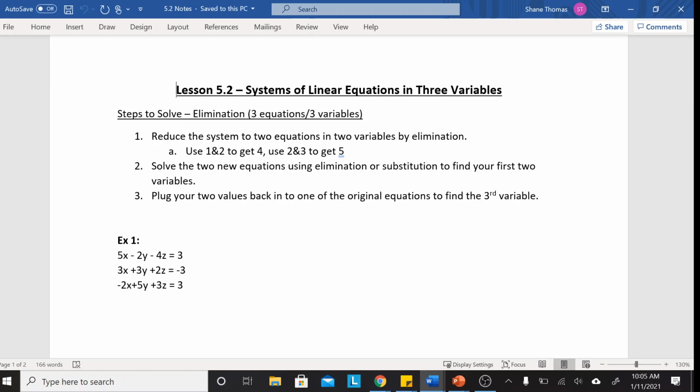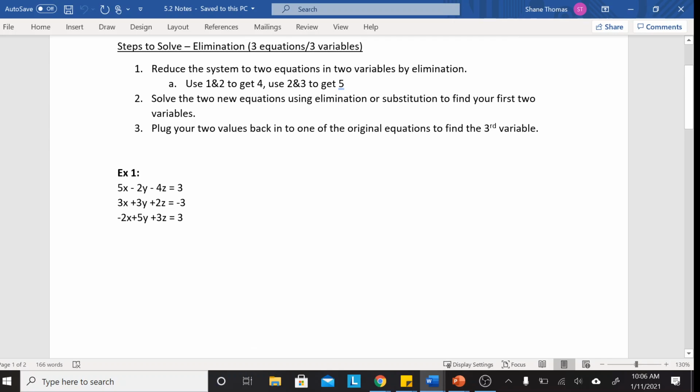After that, we're going to have 2 equations with 2 variables, and we can solve a 2 and 2 anytime using elimination or substitution, just like we did yesterday or the last class. Then after you find 2 of them, you take that third variable and plug it back into one of the originals. All right, give you a minute to get those written down, and then we'll get after this first problem.